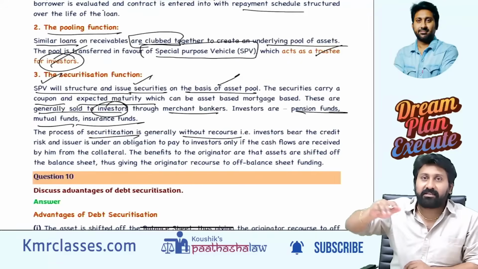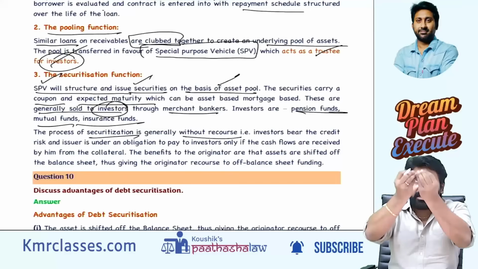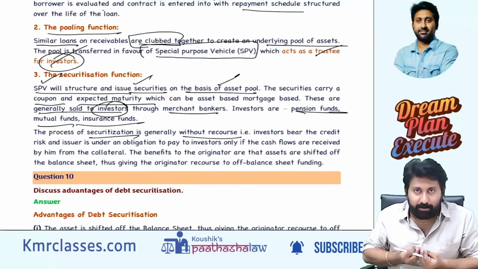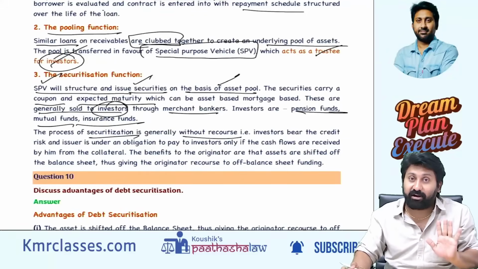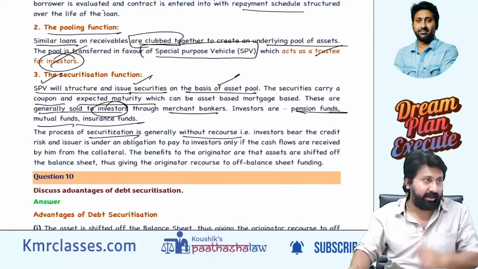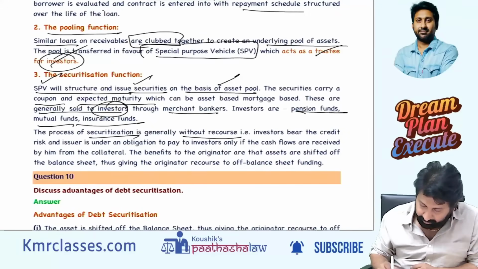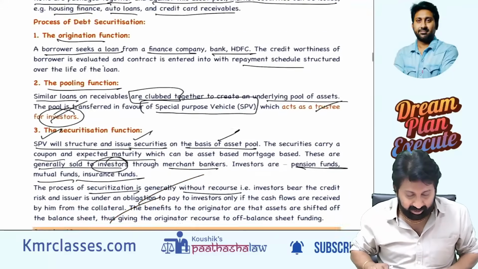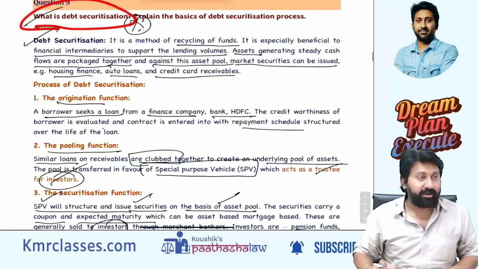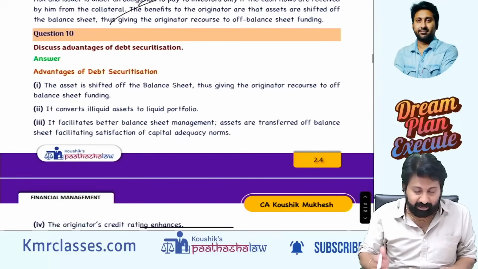Without recourse means once the securitization company, the SPV, has bought the assets, that's all. The risk of recollecting the EMIs is entirely your headache. Non-recourse means you can't give back again. Okay. So these are the main points that you need to understand here. Debt securitization is also completed with full clarity.